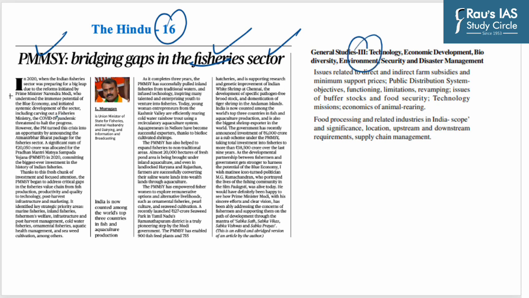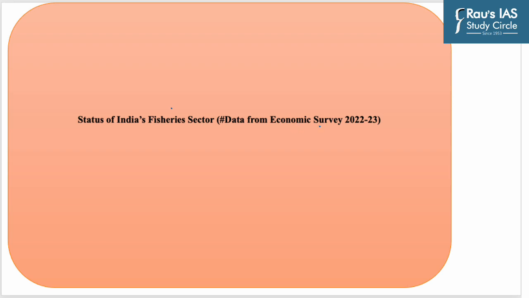So now let's see the status of India's fisheries sector as per Economic Survey 2022-23. Now, the fishing sector in the country continues to be among the most important and fastest growing agricultural allied sectors in this country. The sector provides livelihood to more than 2.8 crore fishers and fish farmers at the primary level and several more along the fisheries value chain.